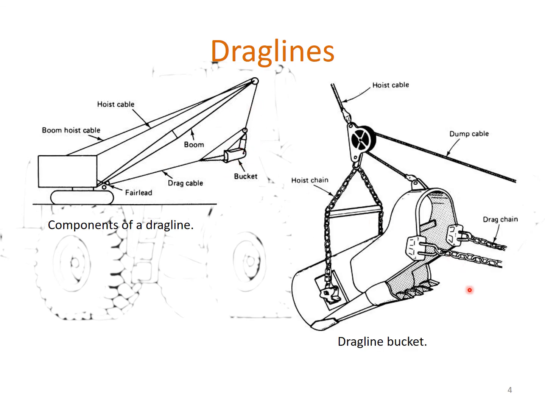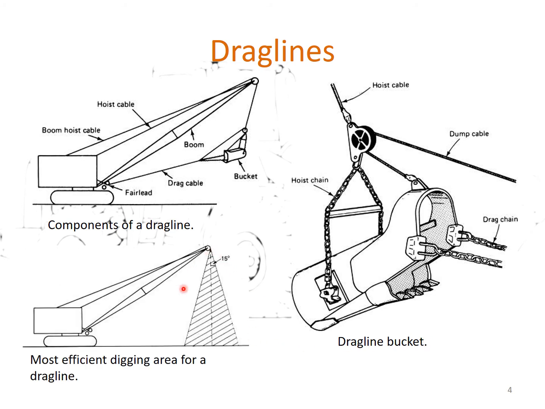The bucket is also different. That's the way it is here. And to improve the efficiency, you need to excavate within a conical shape from the vertical of about 15 degrees. That will be the most efficient digging area for the dragline, instead of going far with the cable.